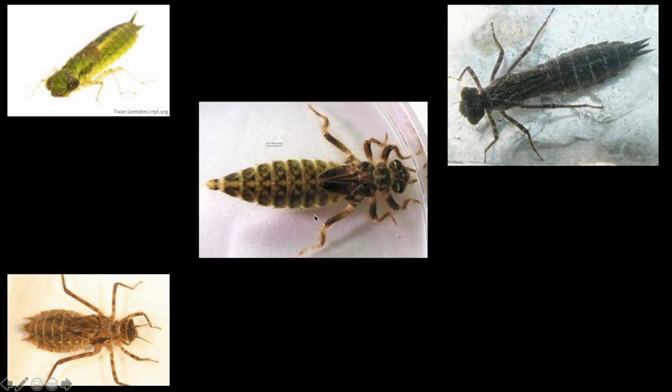The other really cool thing, depending on the species of dragonfly nymph, you will find that many of them will have little tiny hairs all over their body. And that is so that if a predator is looking for them, they will blend into the pond muck a little bit better.